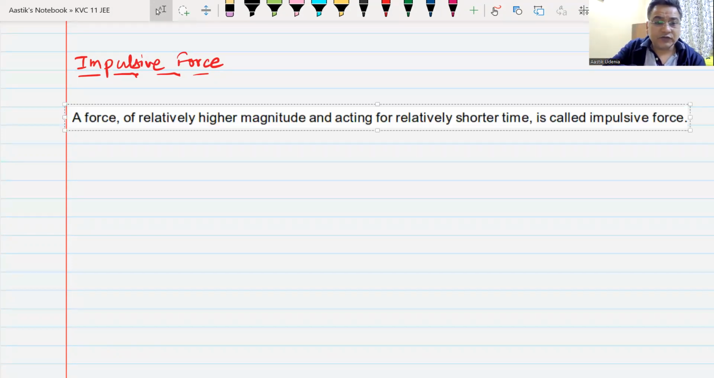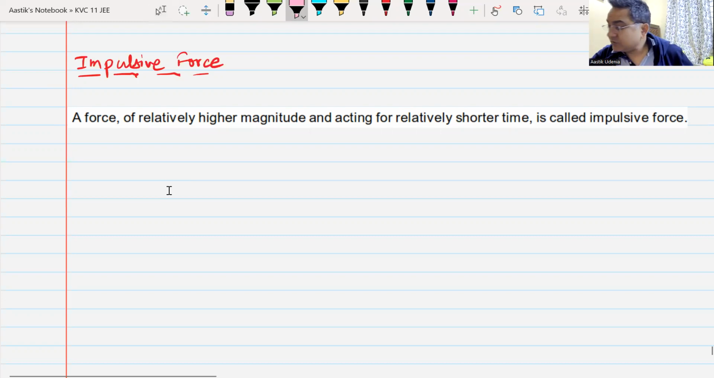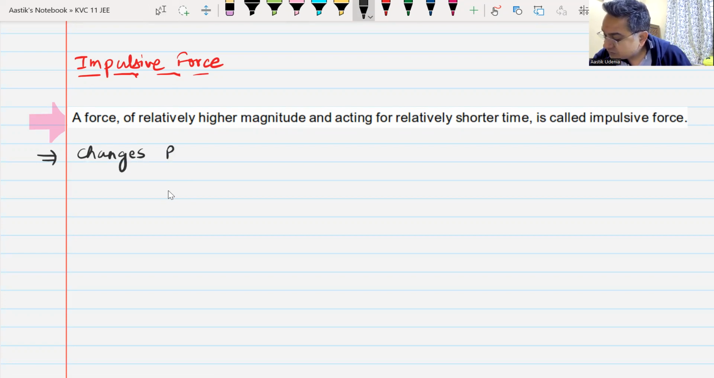So an impulsive force is a force of very large magnitude acting for a very short time. An impulsive force changes the momentum in a very short time.